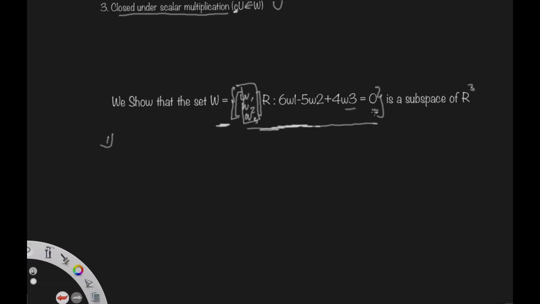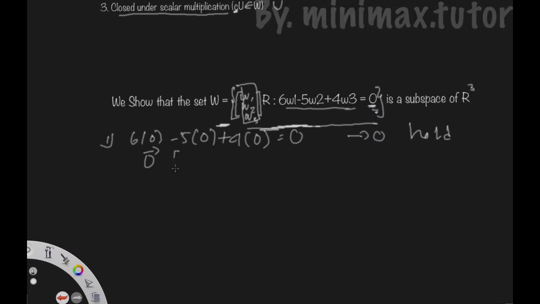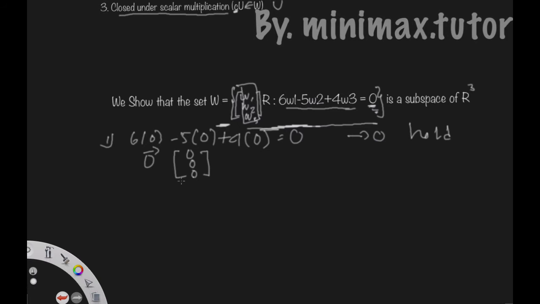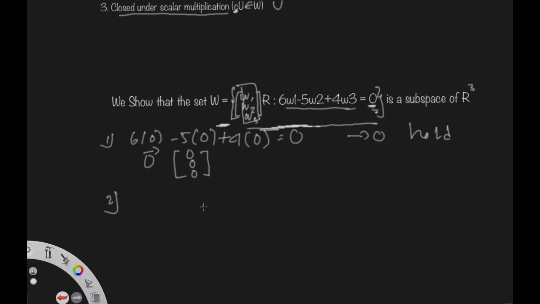Okay, for the first property, since it has to be 0, we can input the 0 numbers. If we want the result to be 0, we have 6 times 0 minus 5 times 0 plus 4 times 0, so it will be 0. So it holds the first property, because at least we have to have the zero vector, so we have the vector 0, 0, 0 here. Okay, we go to the second property.